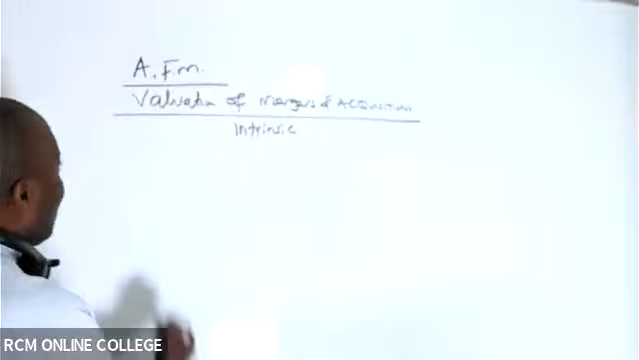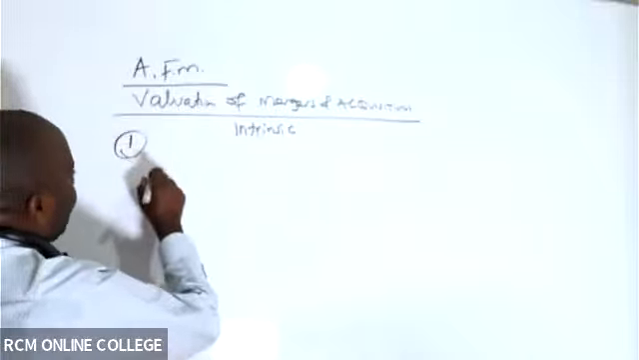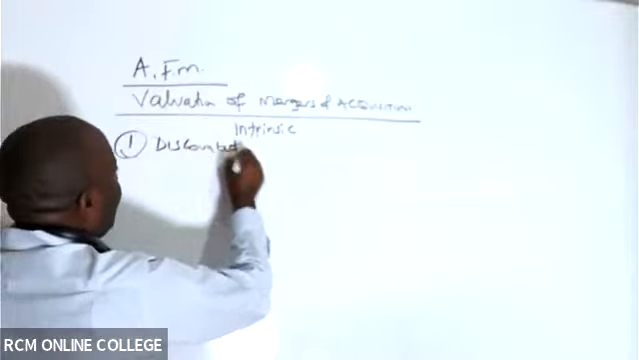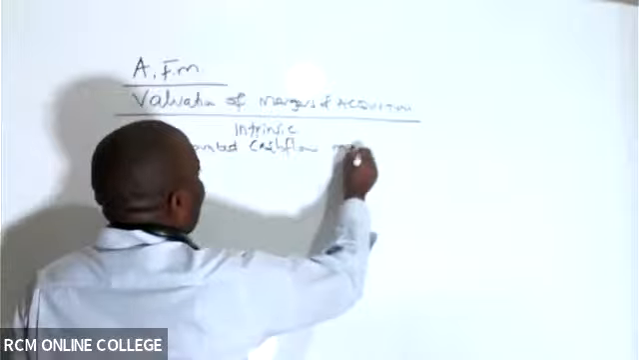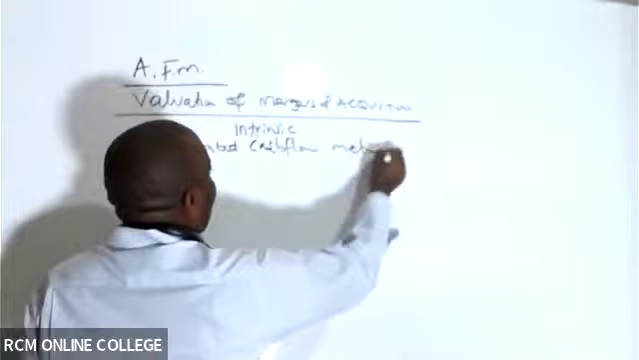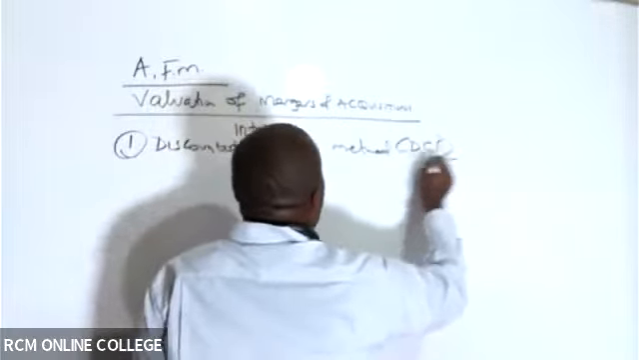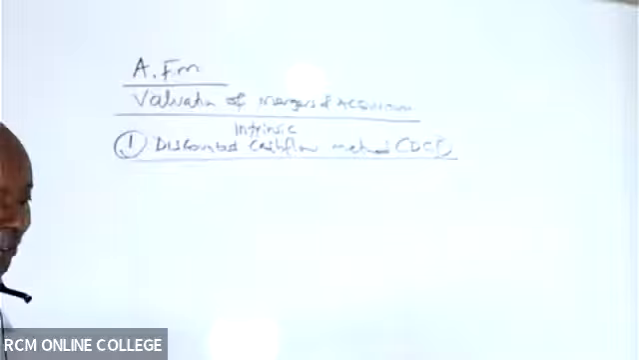Ladies and gentlemen, we have various methods. One of the methods that we shall be using most of the time here is what we call the discounted cash flow method, the DCF method. Now, I'm sure you are now very good at discounting.